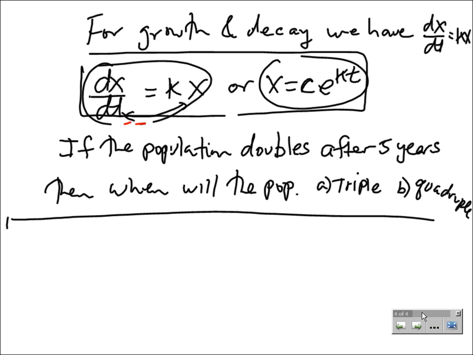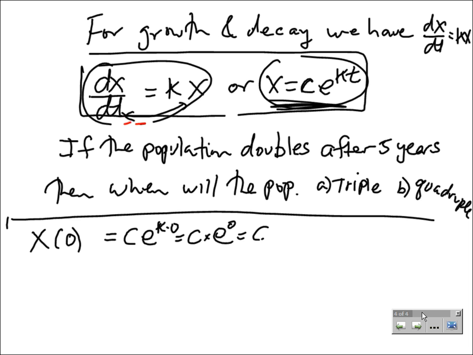So the question is, how many people are at the beginning? We know x is 0. So here's my formula. I'm going to plug in t equals 0 for t. It is c e to the k times 0, which is c times e to the 0, which is c times 1, which is c. This here is the initial population.